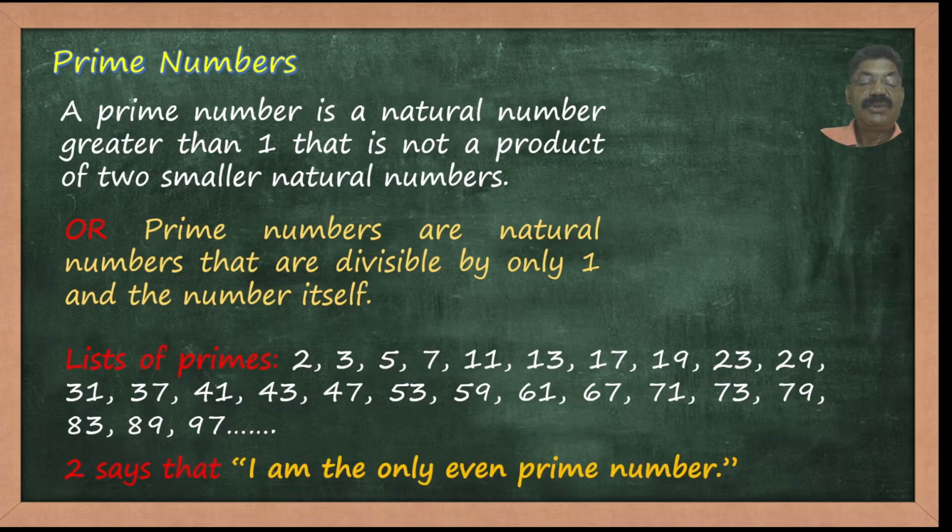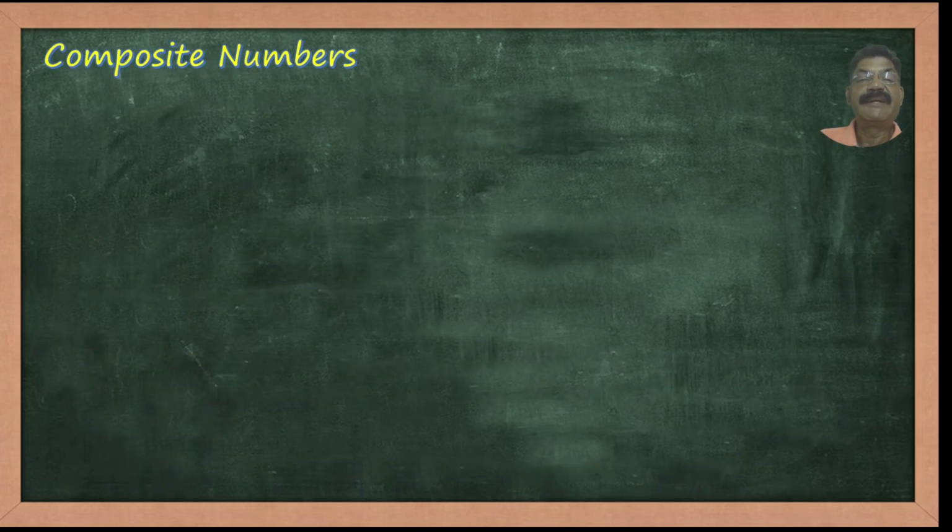What about 2? 2 says that I am the only even prime number. You look at the list of prime numbers, all the prime numbers are odd numbers only except 2. 2 is the only even prime number.